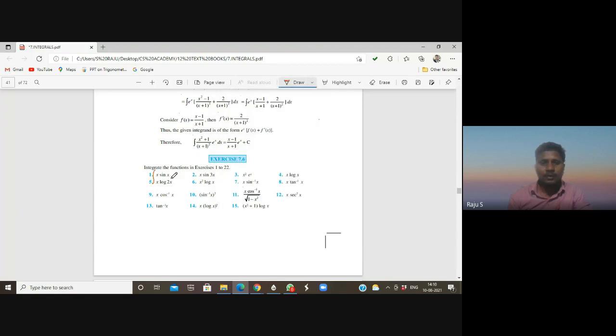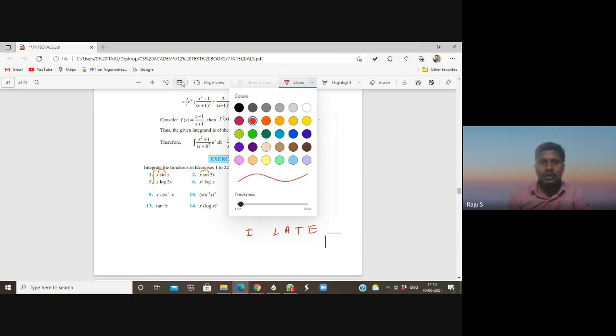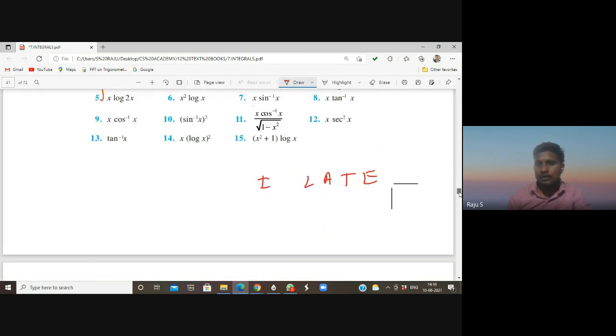Whenever you find two different functions, like x and sin x, x and sin 2x, x square, we can apply the UV rule in this exercise. So how can we apply the UV rule? It follows a procedure called ILATE. We can go through the ILATE procedure, and then only we'll get the answer for integration by the UV rule.